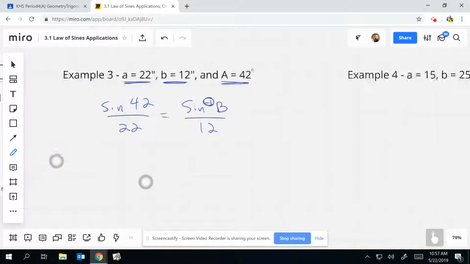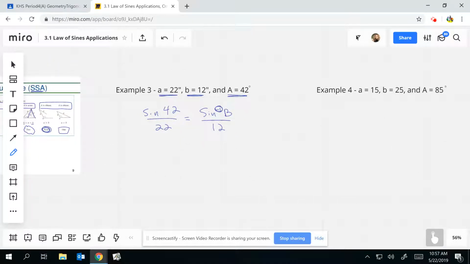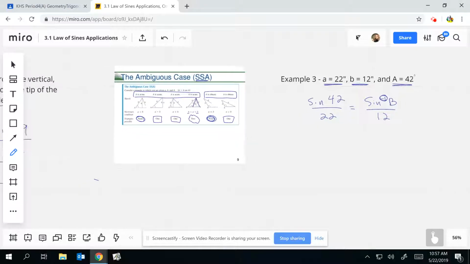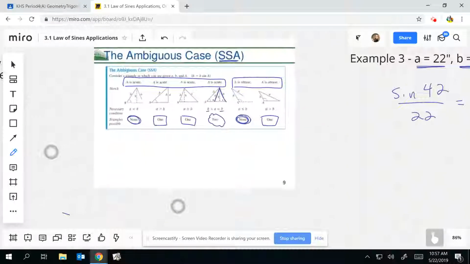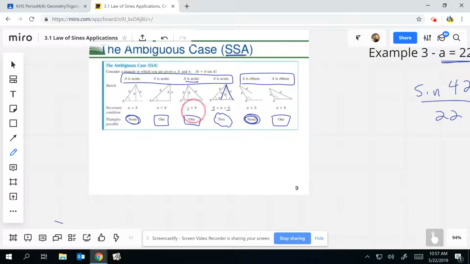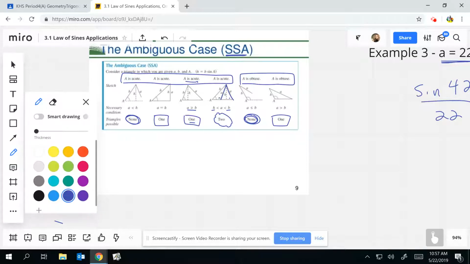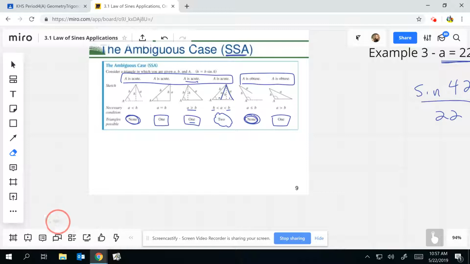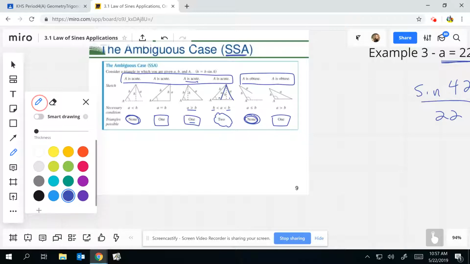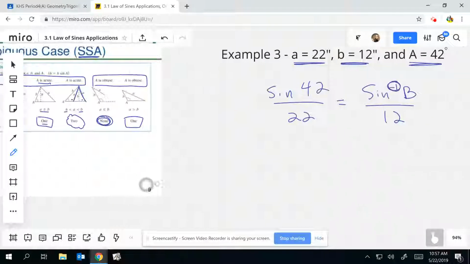Now look at this case. You've got A is greater than B, and A is acute. You're only going to get one answer here. So the one answer that you get is going to be the answer, that's it. It's going to come out even, and you're going to be nice and good. Okay, so let's look at the one answer we need.